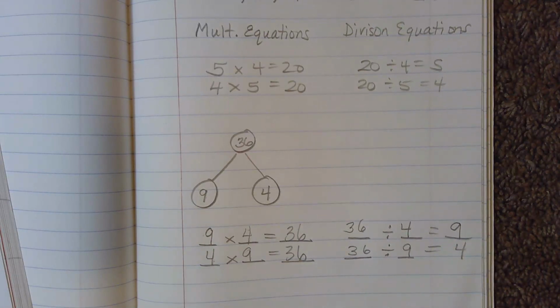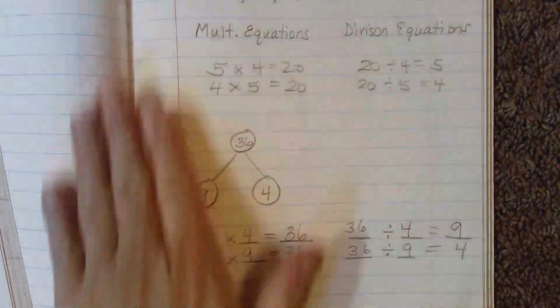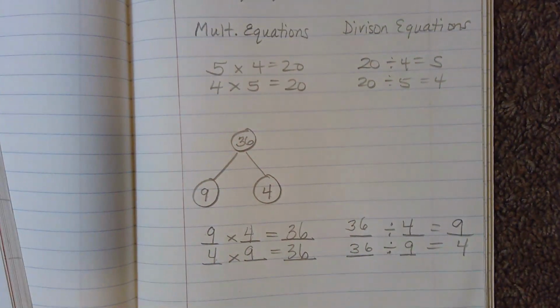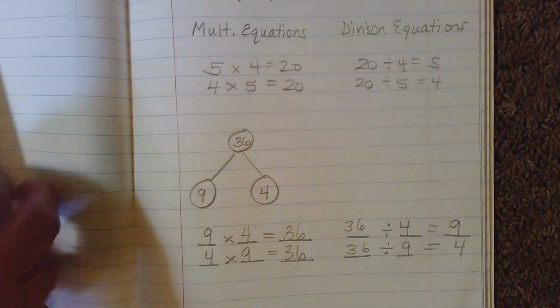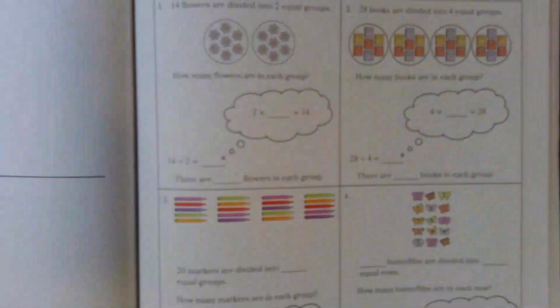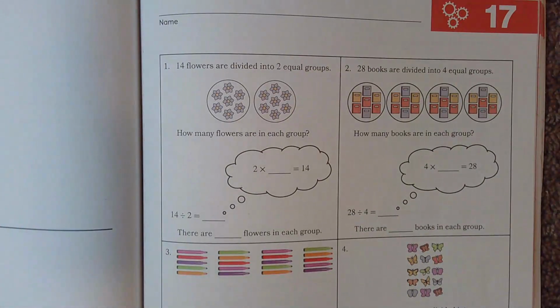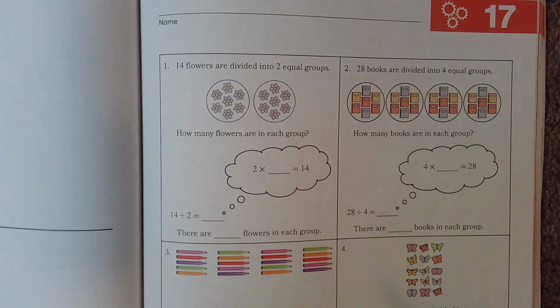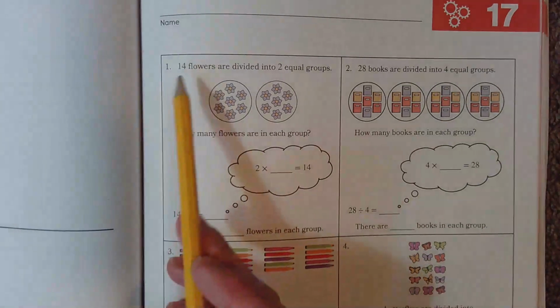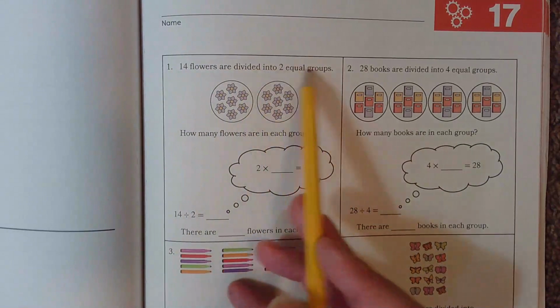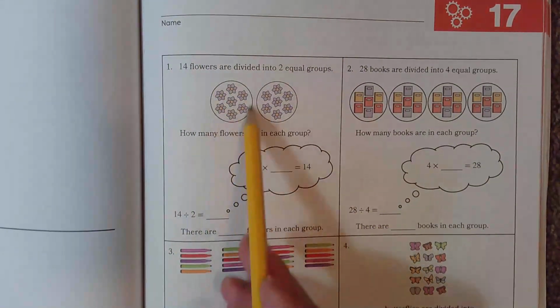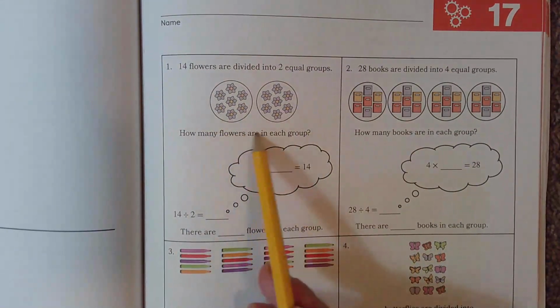Okay? Now, we're going to take our understanding here of the number bonds, and we're going to apply it in lesson 17 in our Eureka unit. Okay? So, in front of you, you're going to see the pictorial method, which pictorial means picture. And we're going to quickly go through this and then start talking about some a little bit more complex division concepts. 14 flowers are divided into 2 equal groups. How many flowers are in each group?